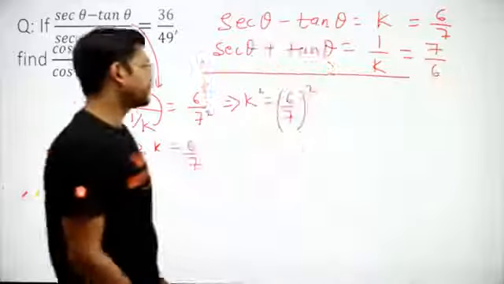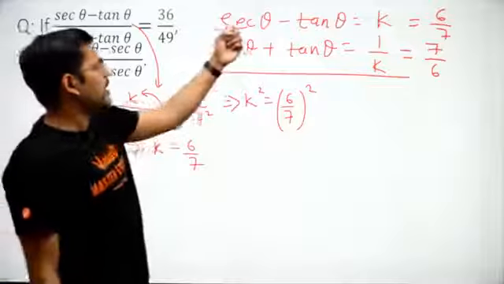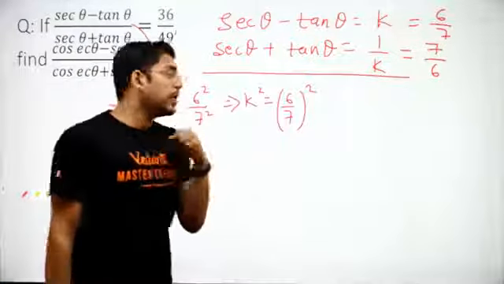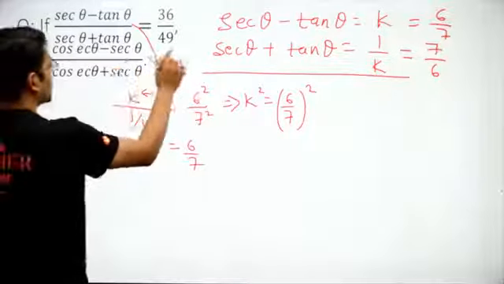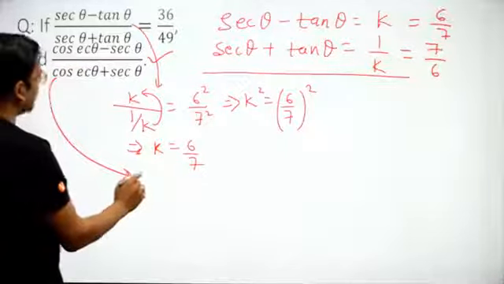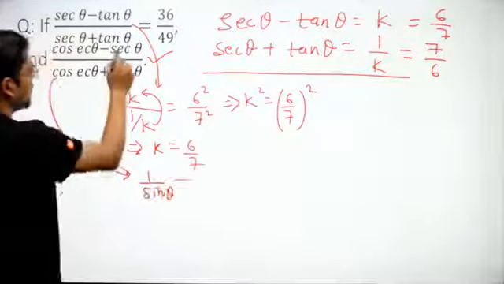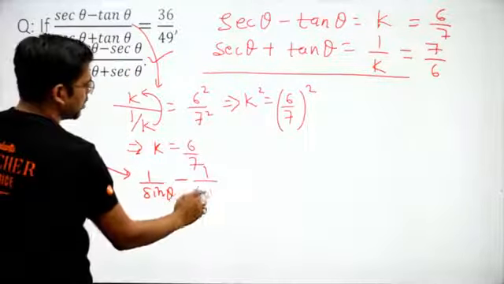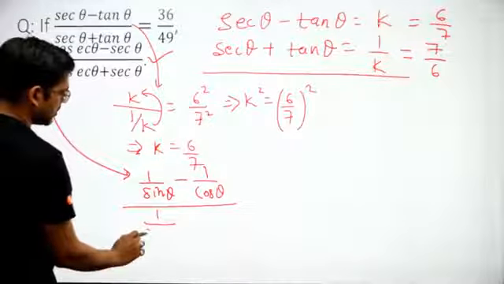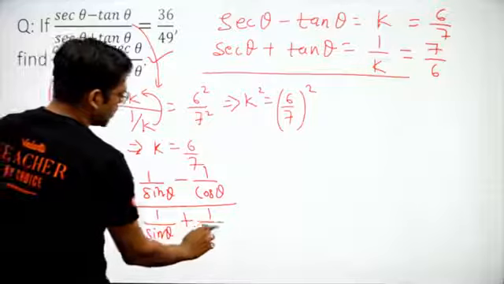Now what I want from you, I want the value of either sec theta or tan theta. Which value I want, my question will tell. See this question, it asks us to find the value of cosec minus sec theta. So I will write cosec as 1 by sin theta, just pay attention, minus sec theta as 1 by cos theta, divided by cosec theta as 1 upon sin theta plus 1 upon cos theta.